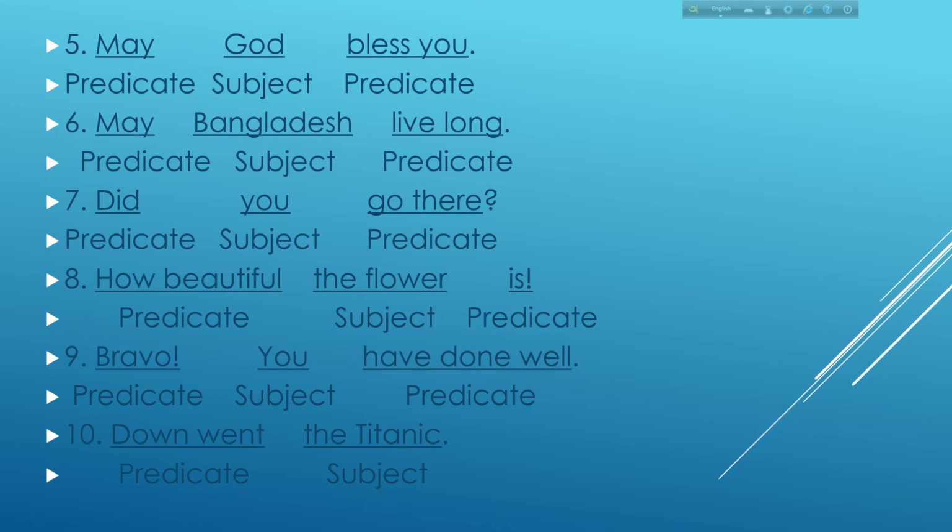Number 8, exclamatory sentence. How beautiful the flower is. So the subject is the flower, and how beautiful and is are the predicate. Number 9, bravo, you have done well. So here you is the subject and bravo and have done well are the predicate. Here is another thing, the subject doesn't come first all the time. Number 10, down went the Titanic, or down went the ship, if we say it like this. So here the ship down went. So the Titanic is the subject and down went is the predicate.